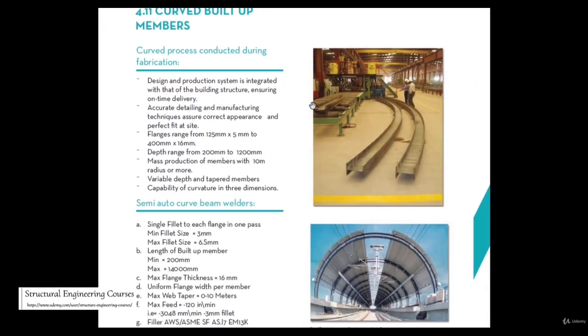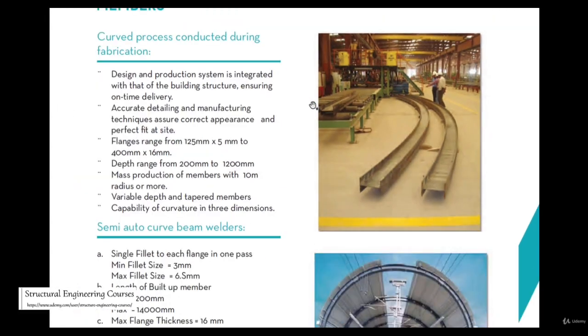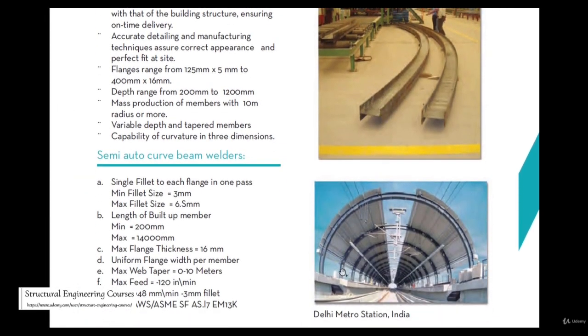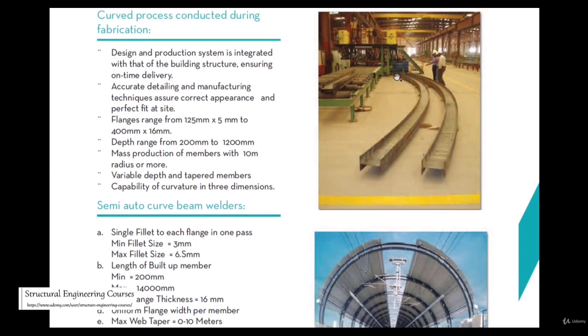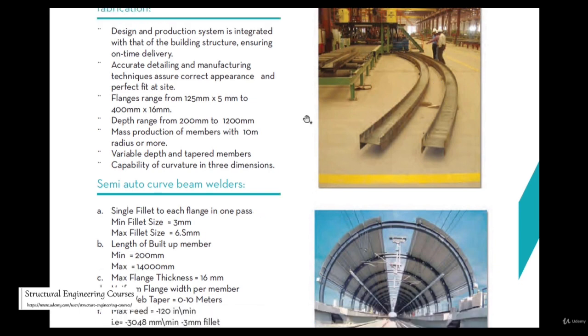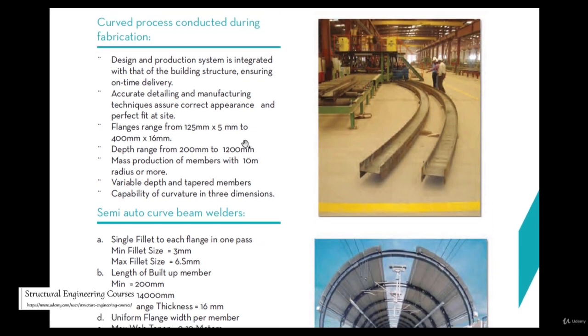And if you have been to various metro stations also, here they usually provide this arch system as the portal arrangement. The advantage of this arch system is that, as you must have studied the various types of arches in your college studies, that is 2-hinge arch or 3-hinge arch, they decrease the forces a lot. So this whole arrangement is itself a very stable arrangement. Here you can see that in the workshop they are making these curved beams, and flanges can range from 125 by 5 mm to 400 by 16 mm. Depth can range from 200 to 12 mm.